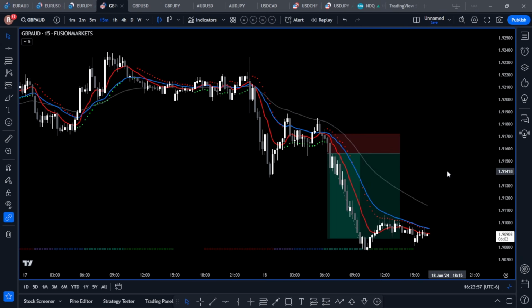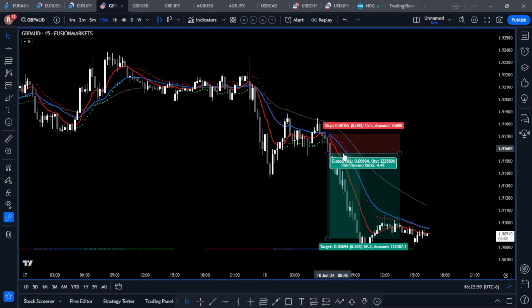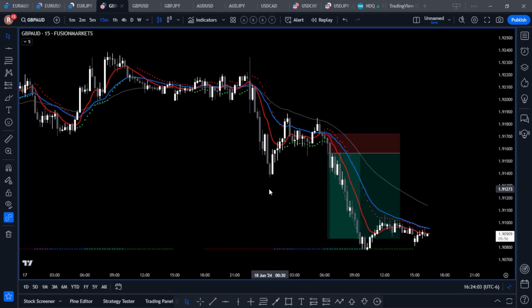But what I want to do is take a look at this section of the market and show you how this trade happened. This was something that we took earlier. And I want to reverse engineer this with you based on the tools that you have available in the YouTube videos that I've already presented to you.